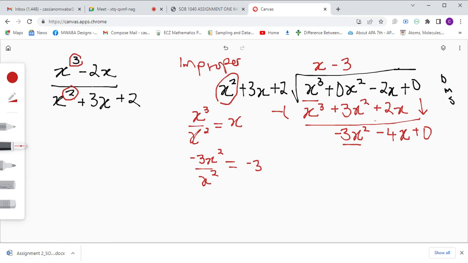Now we've divided. So now the next step is to multiply. Negative 3 times x squared, we get negative 3x squared. Negative 3 times 3x, we get negative 9x. Then negative 3 times 2, we get negative 6. We have multiplied, now we subtract.